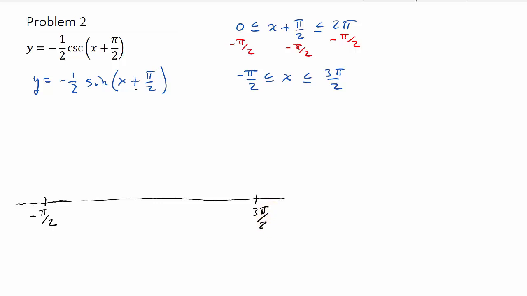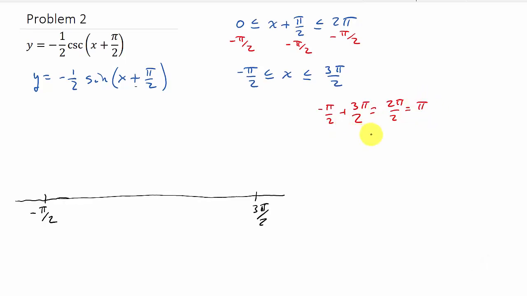Okay, so I need the midpoint between negative pi over 2 and 3 pi over 2. So let me come over here and show you how to do that. To find the midpoint, I just take the two endpoints and add them together. So that's going to give me 2 pi over 2, which is pi. And then once I add them together, I have to half this. So that's pi over 2. So the midpoint is pi over 2.